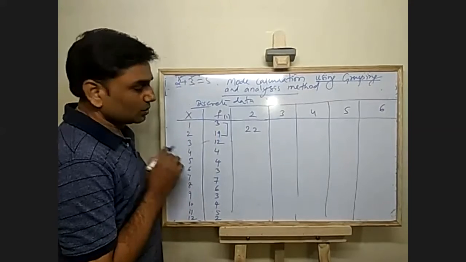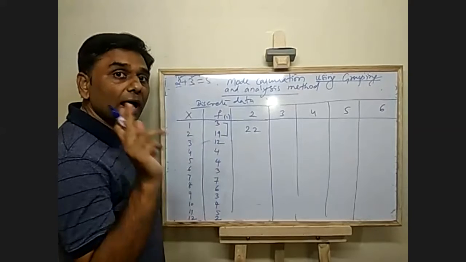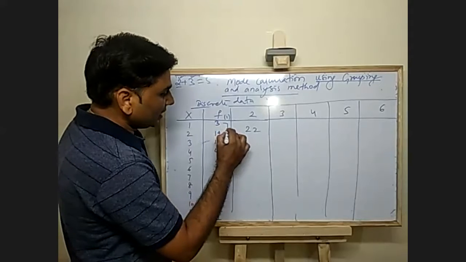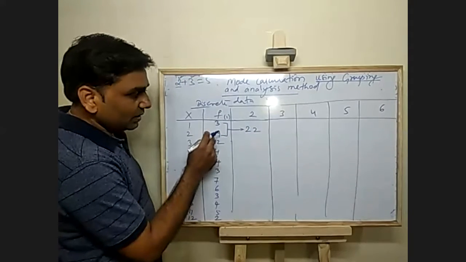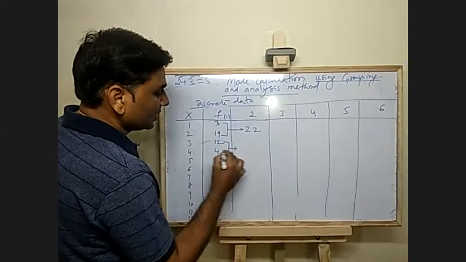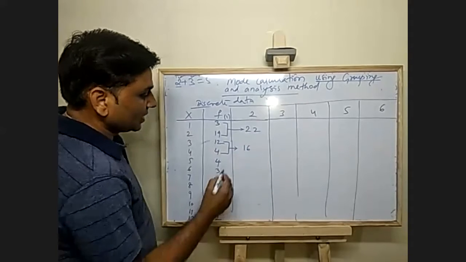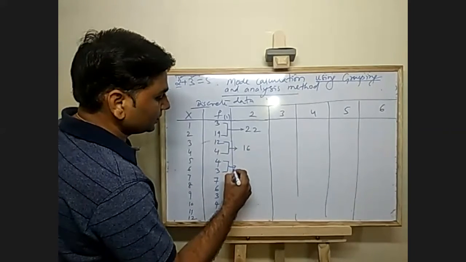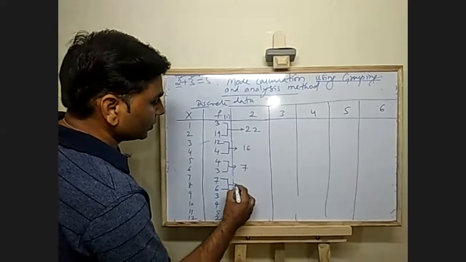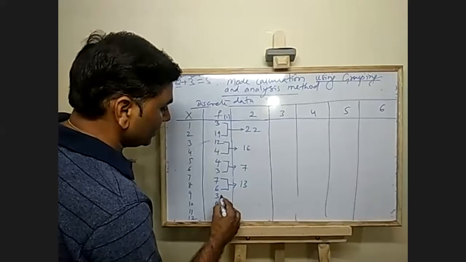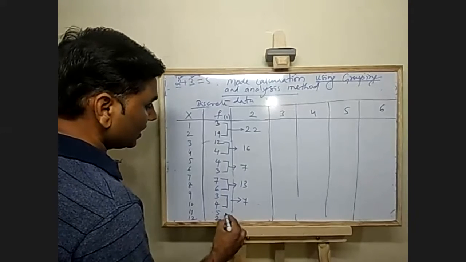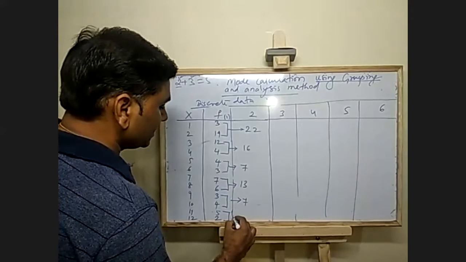Take this one, 2. Okay. First 2, add. What is the answer? 22. I am writing in between these 2. Next 2, how much is it? 16. Now next 2, how much is it? 7. Likewise, next 2, 13. Next 2, 7. And the last 2, how much is it? 7.